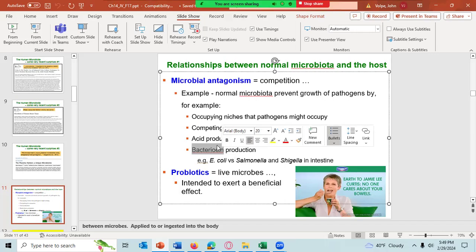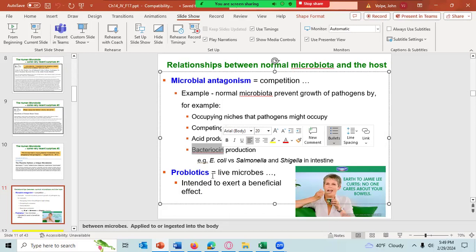Bacteriocins are being experimented with to use as an antibiotic. I read about that a few years ago. I'm not sure how far along the bacteriocin research is, but they are experimentally used now for treatment.